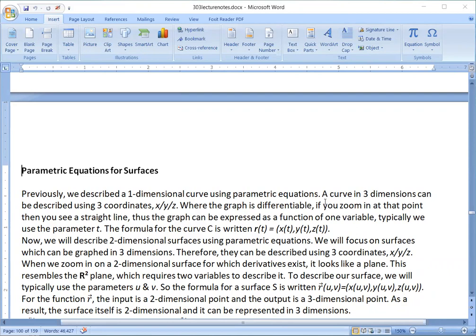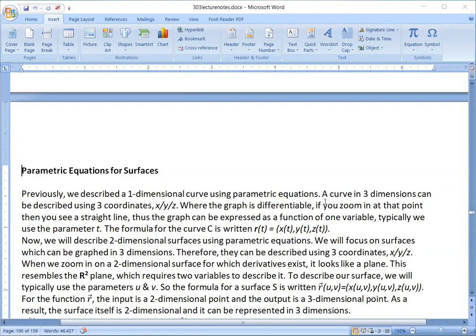So the formula for the surface S is written like this. So we use R, and now it's going to be R of u and v. And so the 3 coordinates are each functions of those 2 parameters. So it's x of u and v, comma y of u and v, comma z of u and v. So for this function R, which describes the surface, the input is a 2-dimensional point, which we're going to write in uv. And then the output is a 3-dimensional point, which we're going to think of as existing in our traditional or typical XYZ space.